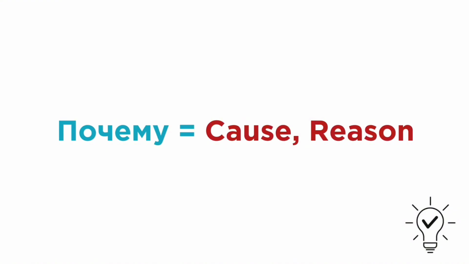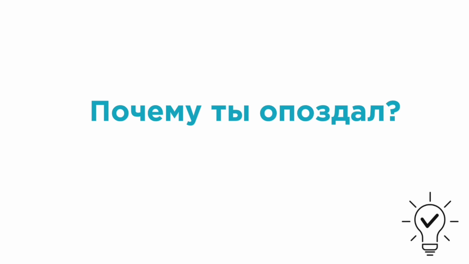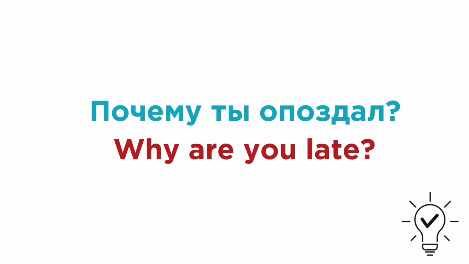First up, почему. This word is used when you are asking for the reason or cause of something. So, if you're wondering what made something happen, you would use почему. It's about understanding what caused the situation. Почему ты опоздал? That means, why are you late? Here you're asking for the reason or the explanation, like maybe there was traffic or you overslept. It's about the cause behind the action.